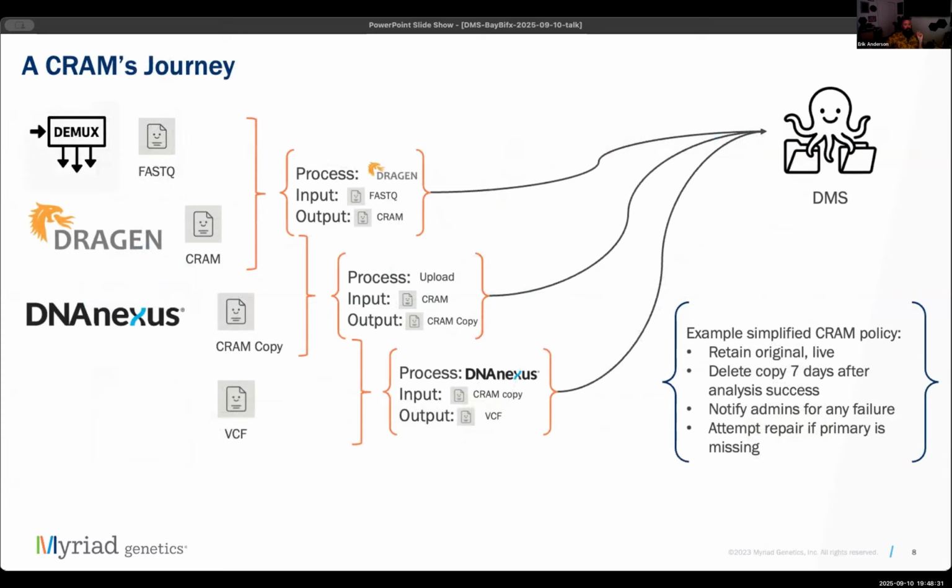We have a little extra time, so let's dive deeper into how the DMS thinks of a single file, using CRAMs from the previous slide as an example. To begin with, let's consider a simplified CRAM policy. In this case, we have already mentioned we want to keep a copy of the CRAM file live. So let's keep the original, the one on ICA. As for the duplicate, the copy, let's delete it 7 days after an analysis succeeds. That'll give us a broad grace period that we can use in case we want to do extra work with that CRAM copy.